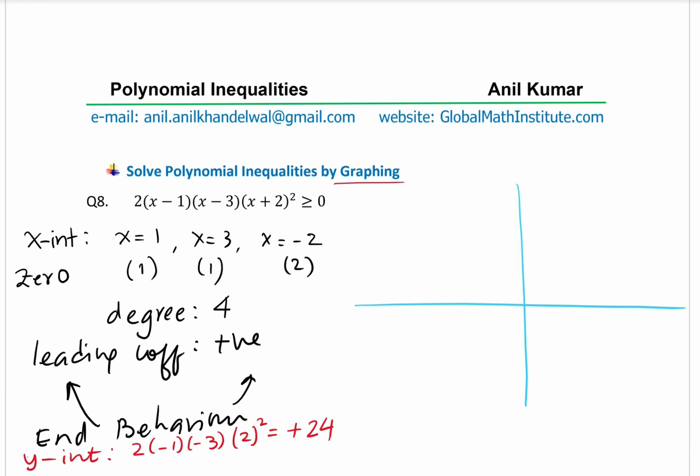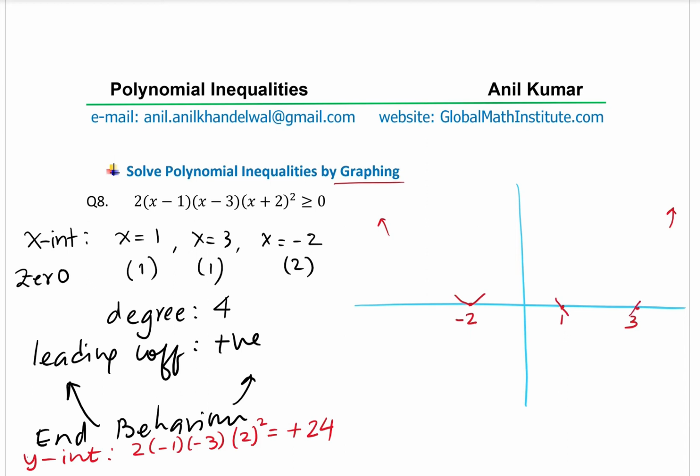Okay. So the x-intercepts, or the zeros in this case, are at 1, 3, and minus 2. So this is, let us say, minus 2 for us, and let's say this is 1, and then 3. The end behavior is that the graph is upwards, and at minus 2 it is bouncing back, and at the other points it will go down and then come up.